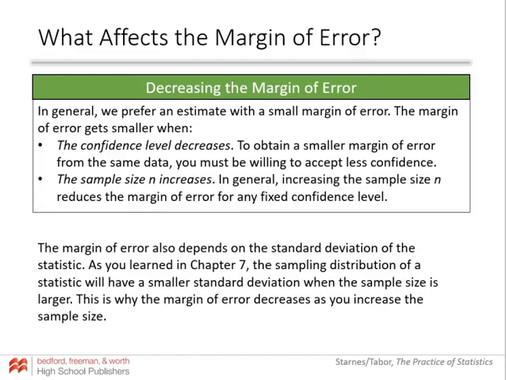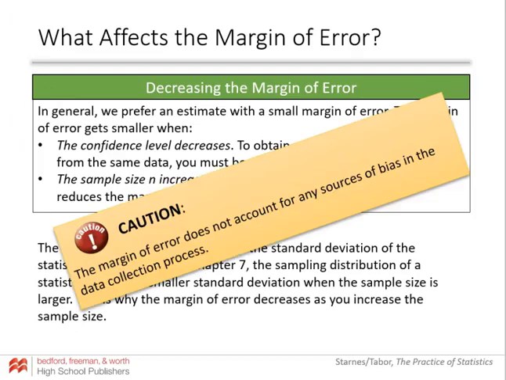The other thing that affects the margin of error is the sample size. Okay, so if we increase the sample size, it decreases the margin of error. All right, and we think about this like what we just talked about with sampling distributions. If I increase the sample size, I am decreasing the variability, so there is more of a chance that I'm going to be closer to that true parameter value. But what's important to note is that the margin of error just accounts for variability with our sample. It doesn't account for any sources of bias in how we got that sample.